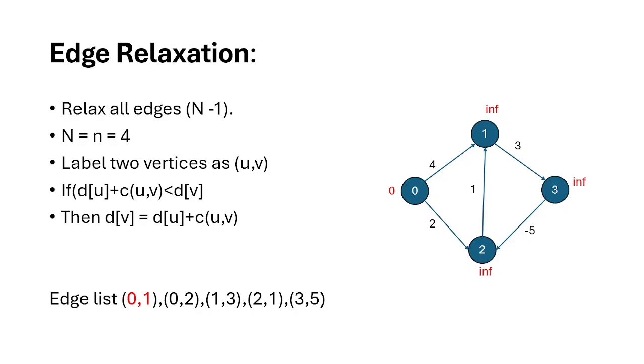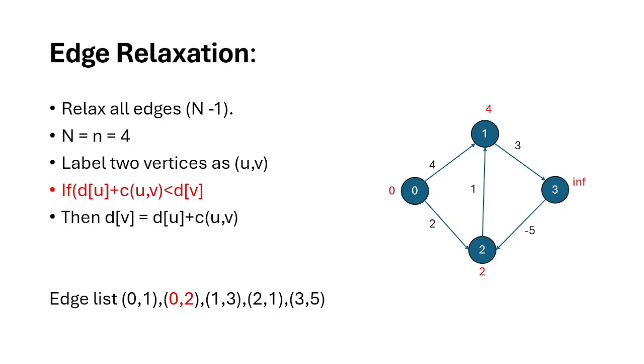The first edge is 0 to 1. What is the distance of 0? 0 is 0. What is the distance of 1? 1 is infinite. So 0 plus 4 is 4, so we will change that to 4. And then the next edge is 0 and 2. So 0 is 0 and 2 is infinite. 2 is less than infinite, so we'll change that to 2.